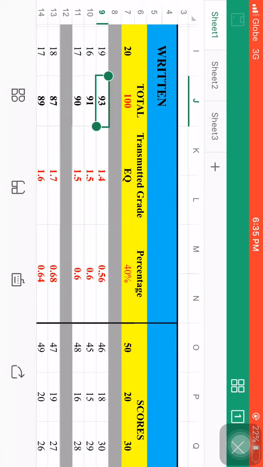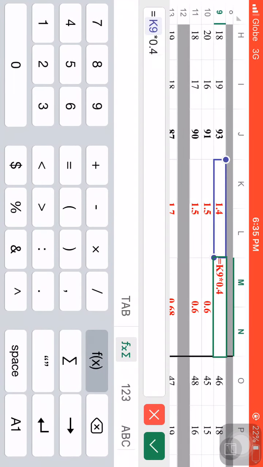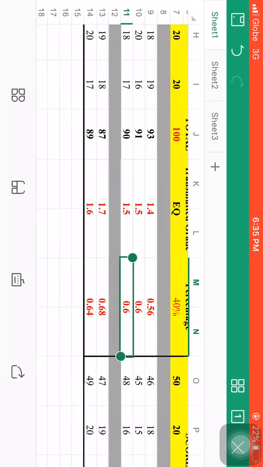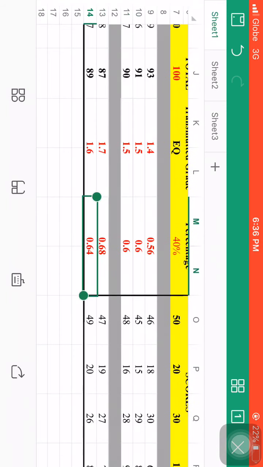Then since the percentage of written is 40%, to get this 40%, you need to click the transmuted grade, equal sign first, then the transmuted grade of the score of Junel, then multiplication sign or times 0.40 since it is 40%, then check. So that's it, the percentage of Junel. Then I just follow again the steps on what I did on the first.